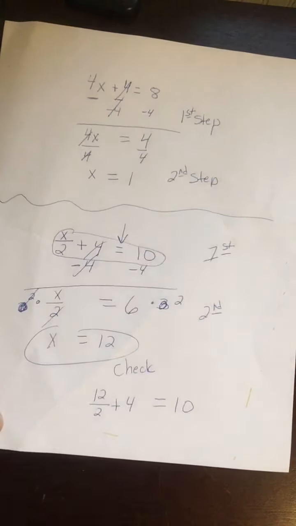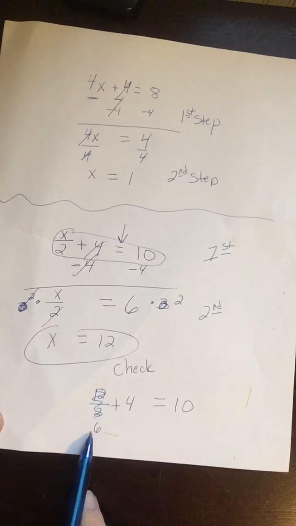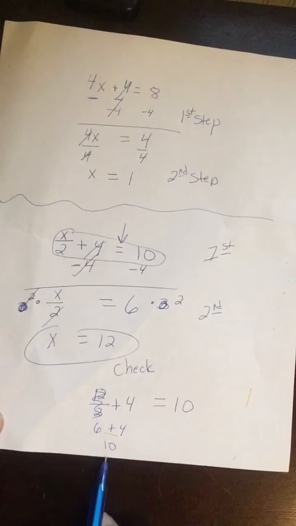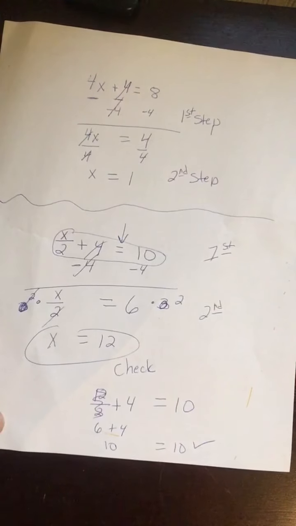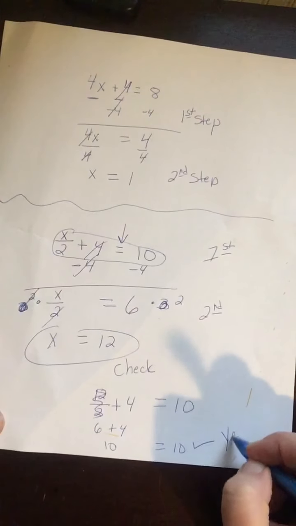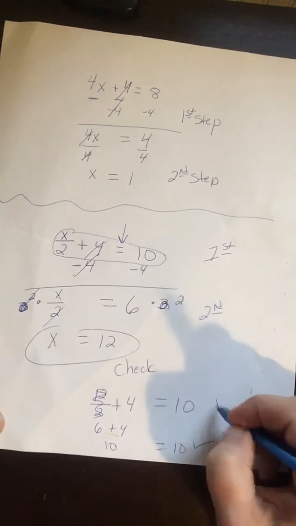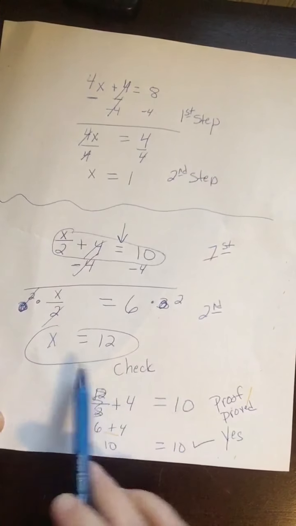So 12 divided by 2 is 6. So now this is gone. So 6 plus 4 we know is 10. So 10 does equal 10. So yes, I know my work is correct. That is my confirmation or my proof, right? I proved my work is correct.